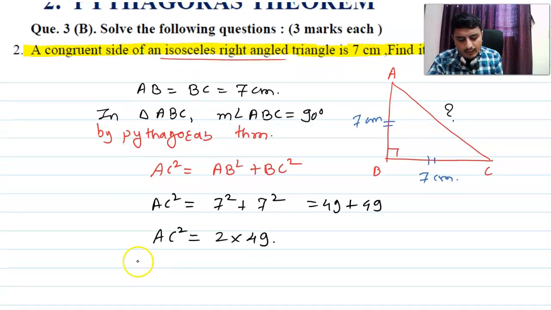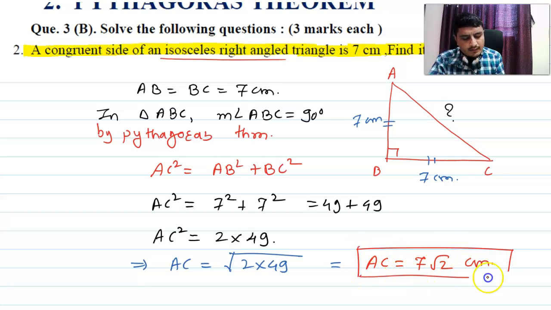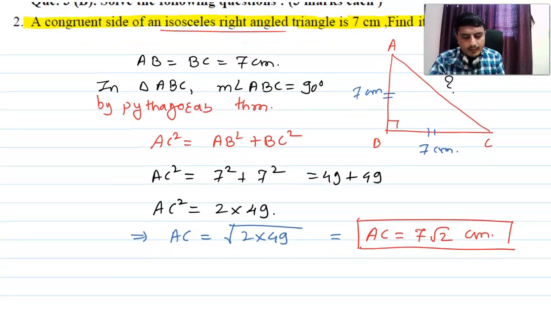To evaluate the value of AC, take square root on both sides. AC squared's square root is AC, and the square root of 2 times 49. Once we separate out the square root, the value of AC we get is, the square root of 49 is 7, root 2 as it is. So the value of AC is 7 times root 2 centimeter.